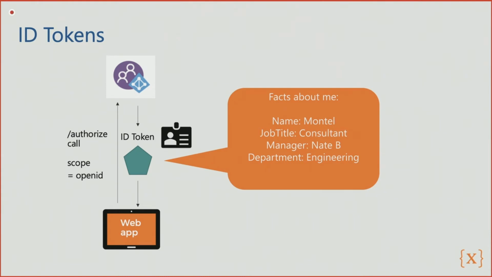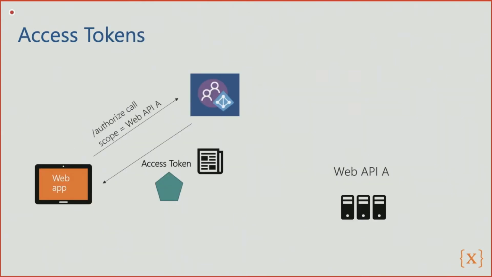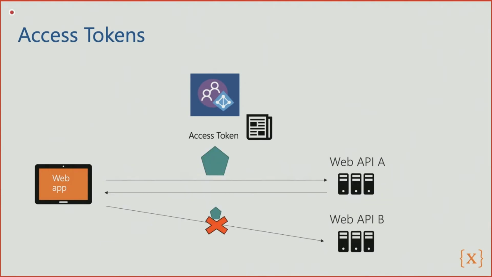And then access tokens are a little bit different, where a call is made, but instead of having just OpenID Connect in the scope, we actually type in the identifier of our web API. So this is really relevant to B2C, but almost every other IDP is the same. And then in that case, we receive an access token, and we're able to use that access token to communicate with web API servers.